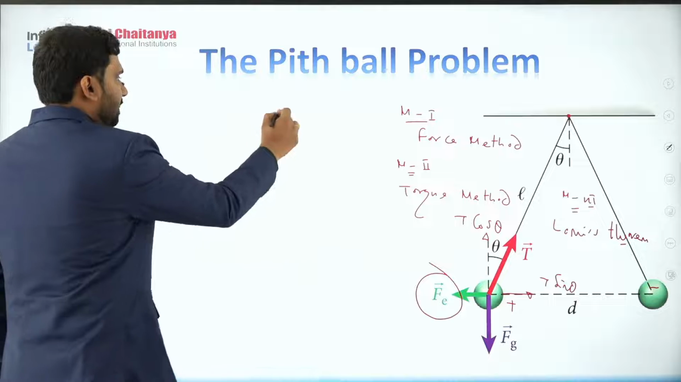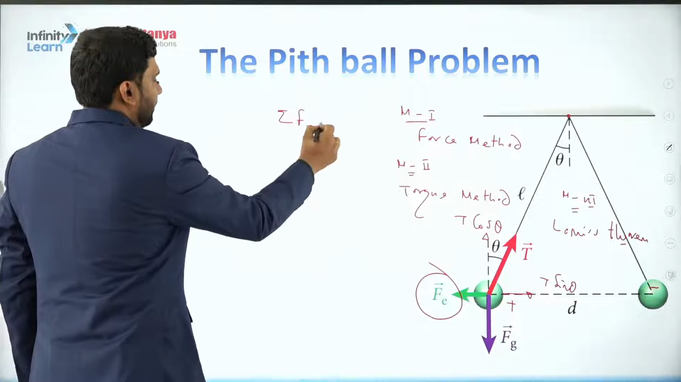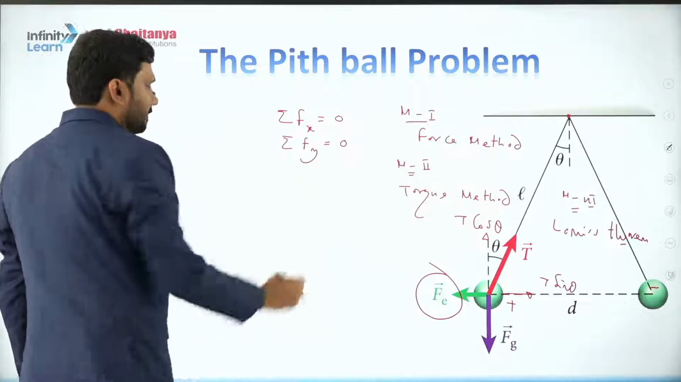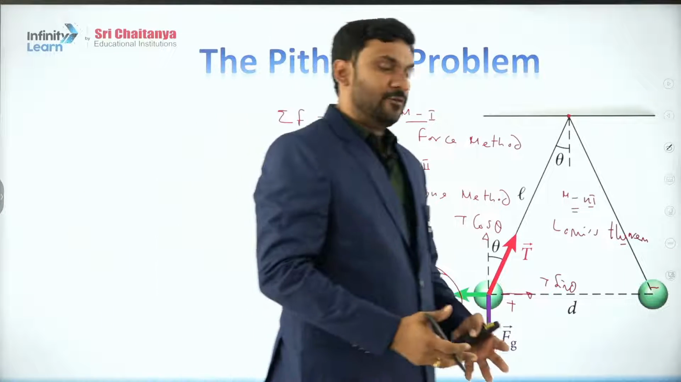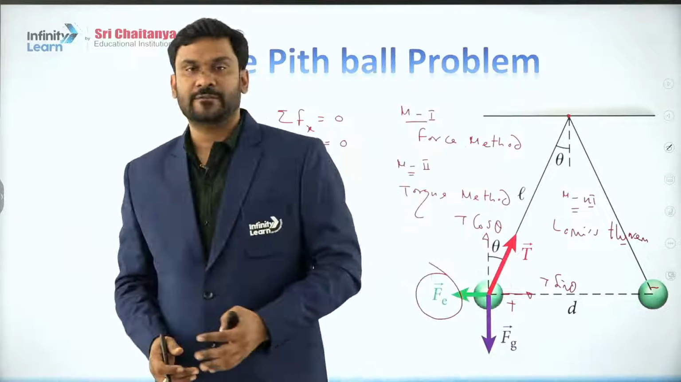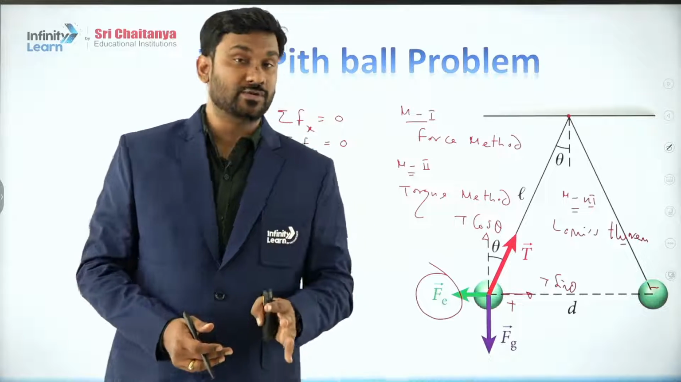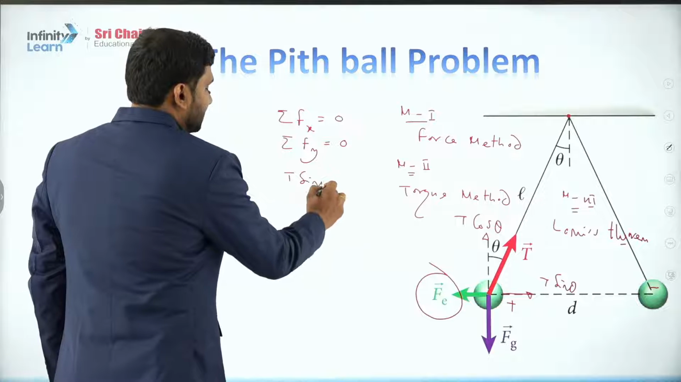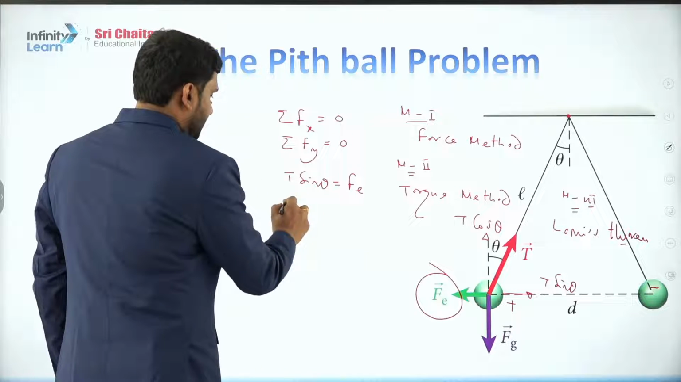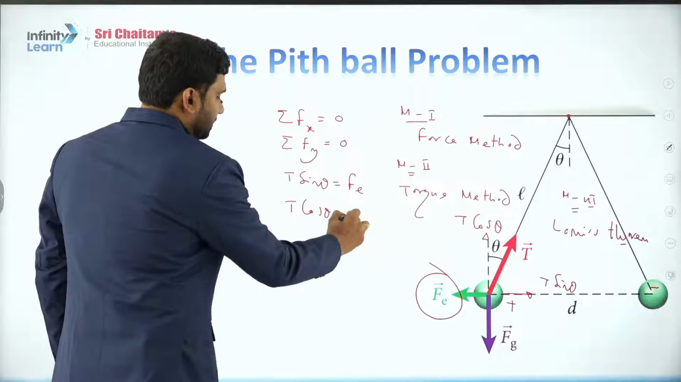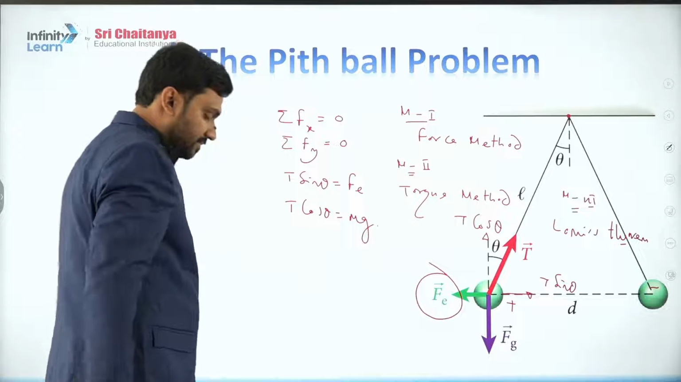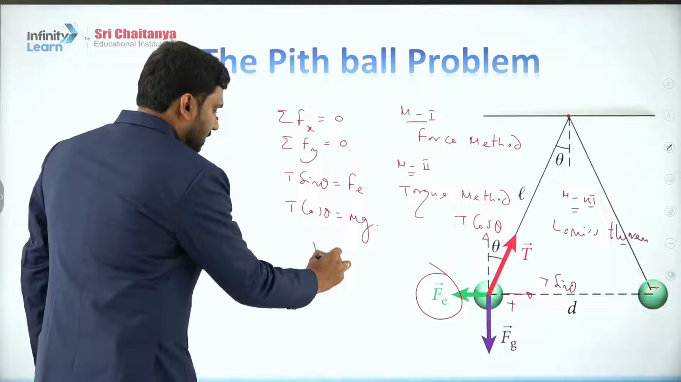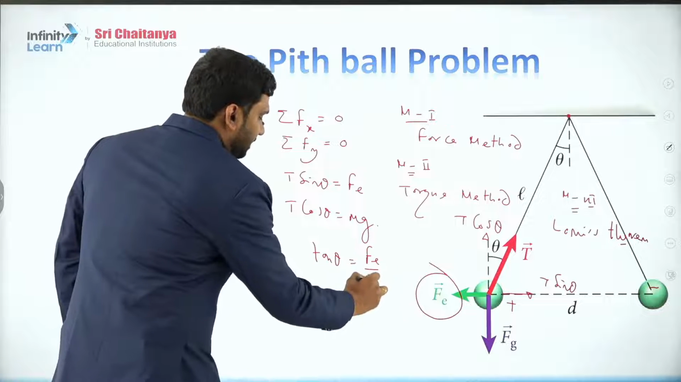So for equilibrium, we know that summation of Fx is equal to 0 and summation of Fy is equal to 0. What do they mean? That net force acting along x-axis is equal to 0, net force acting along y-axis is also equal to 0. So in that case, we will get T sin theta is equal to Fe and T cos theta is equal to mg. So if you divide, you will get tan theta is equal to Fe by mg.